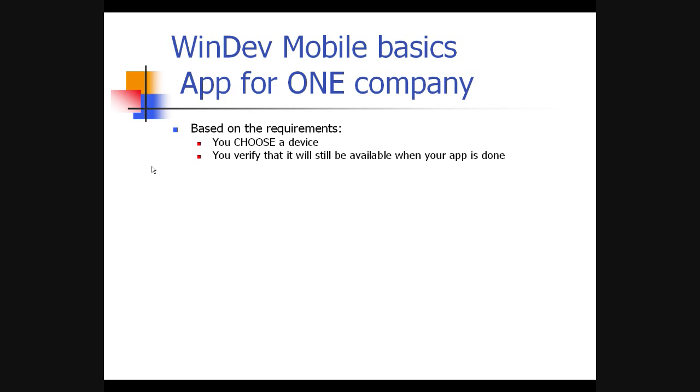And of course, you verify that it will still be available when your application is done. It's true that in 1 year or 2 years or 18 months when your application is coded, or 3 months if it's a small application or whatever, the new devices that will be available will generally have higher characteristics. But sometimes they will have higher characteristics in one domain and not one that you needed in other one.